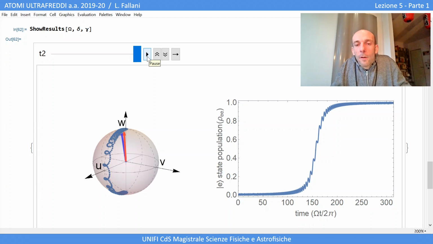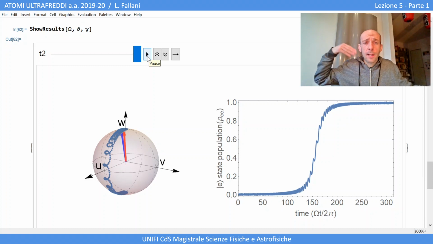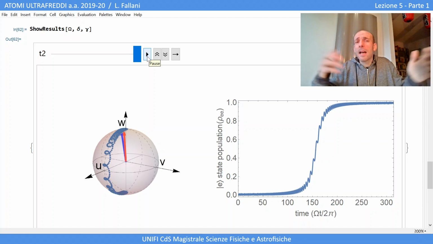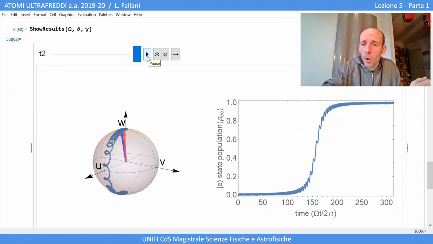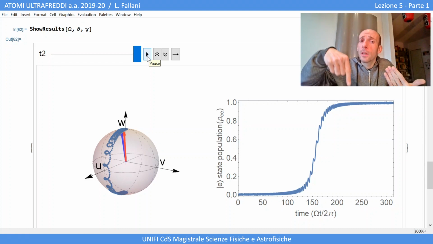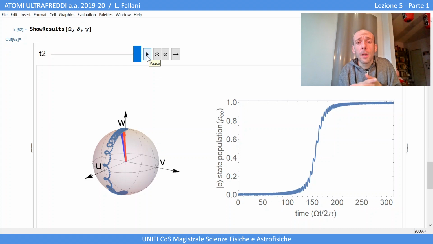This is a very robust protocol, because if, for example, the power of your laser is fluctuating, or the frequency is fluctuating, this still works because you start from very large detuning and you end with a very large detuning. At some point you will cross the resonance, and if you cross the resonance slowly enough, so the red vector moves slowly enough, the blue vector is able to follow in an adiabatic way and drive the system from the ground to the excited state. This is the adiabatic passage.